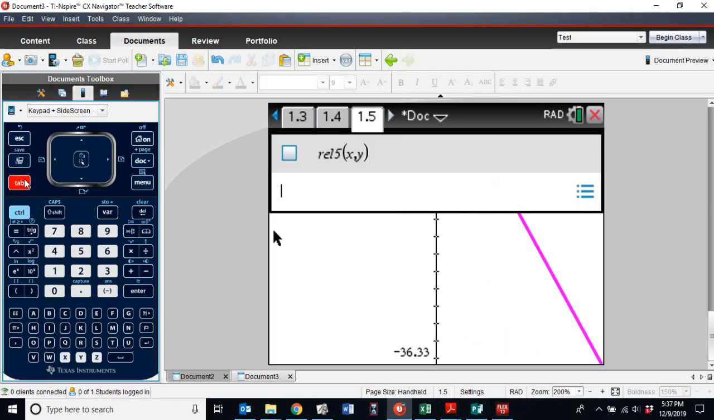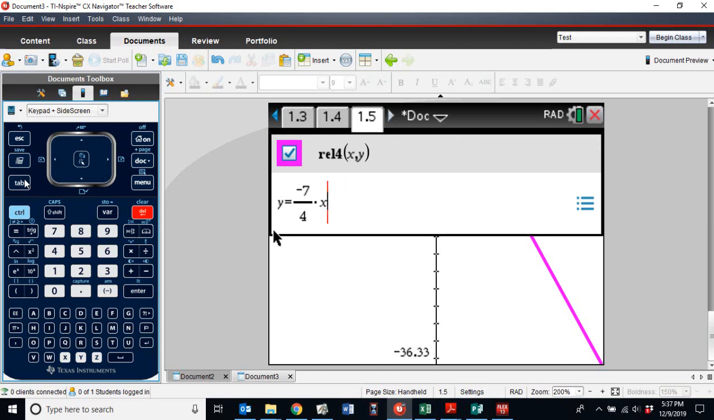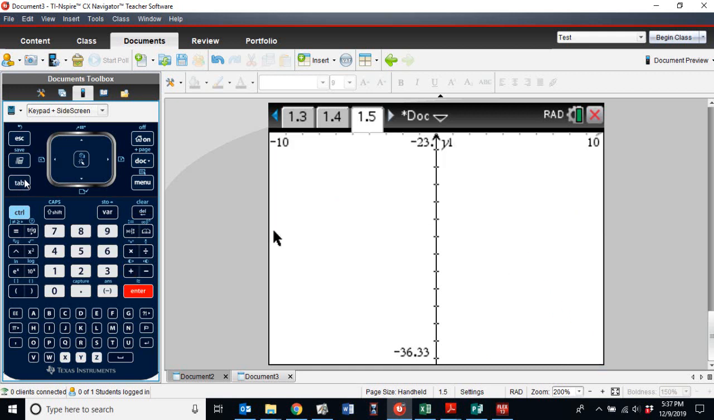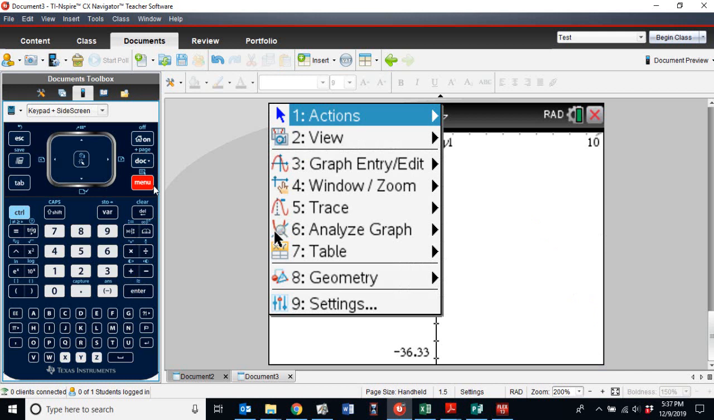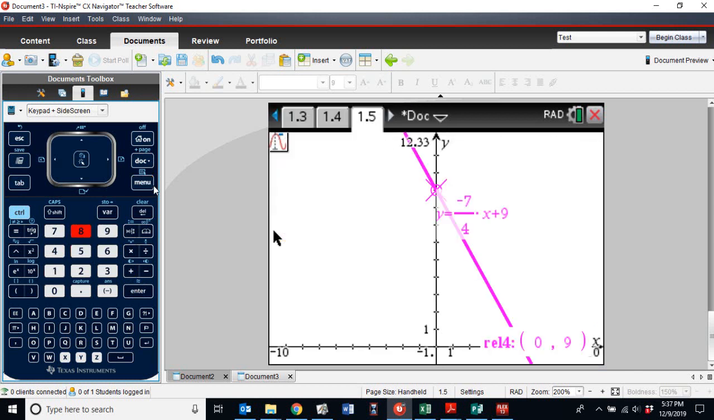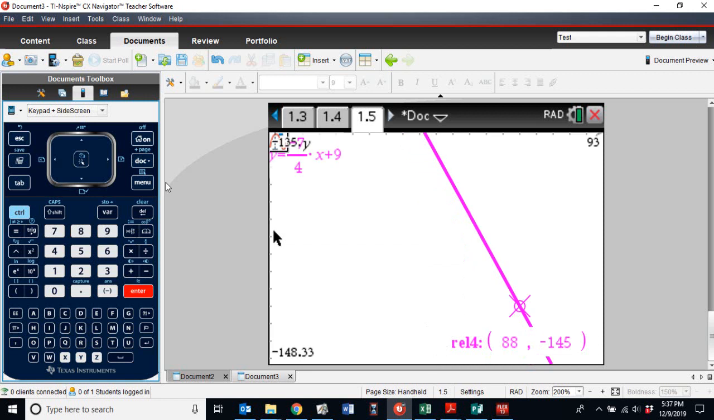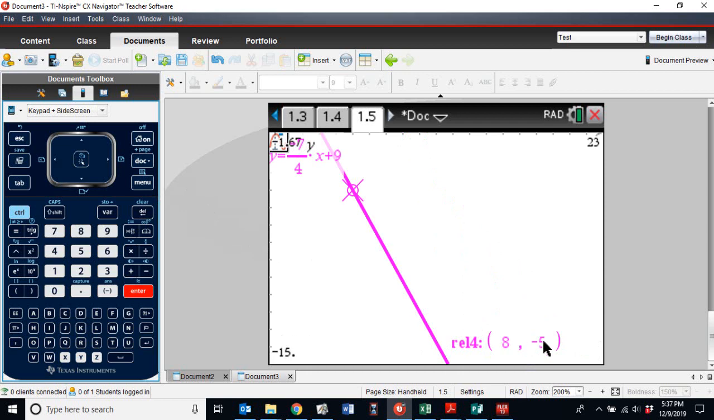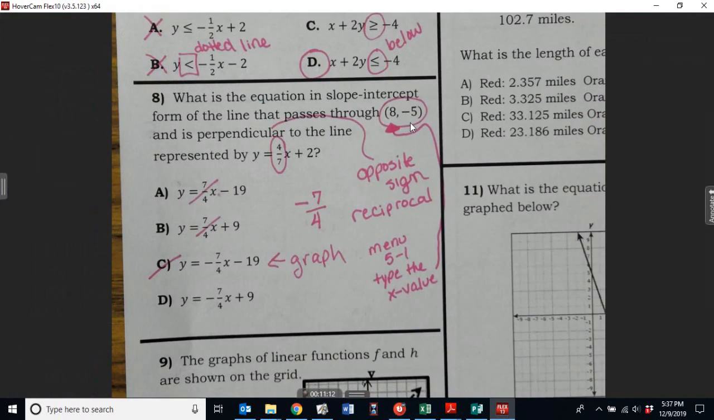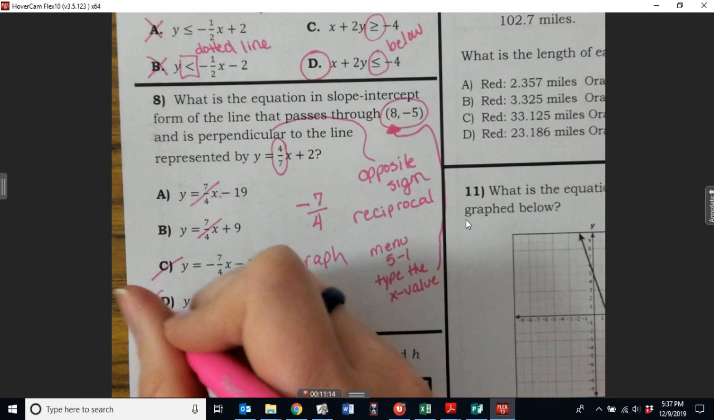But if I go change it to letter D, which says plus 9, and I press menu 5-1 again, and I type in 8 and press enter. Oops, I put 88. There we go. It gives me -5, which is what we wanted up there. So D is your answer on number 8.